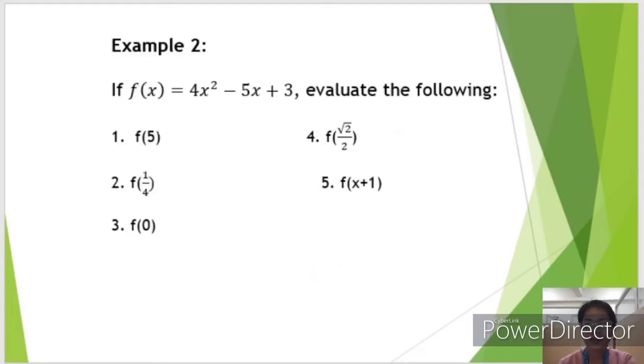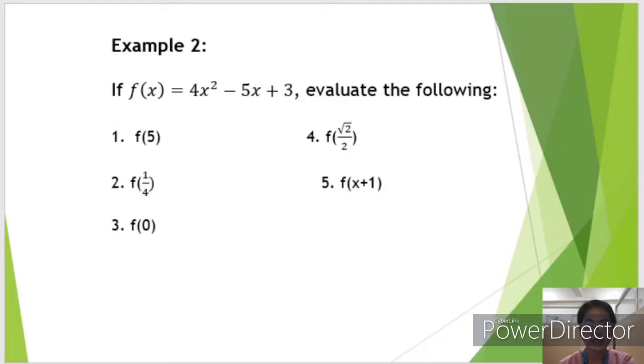Next, example number 2. If f of x is equal to 4x squared minus 5x plus 3, evaluate the following. Okay, we have f of 5, f of 1/4, f of 0, f of square root of 2 over 2, and f of x plus 1. So, same yung function na gagamitin natin. Ang magkakaiba lang is the value of x. Let's start.